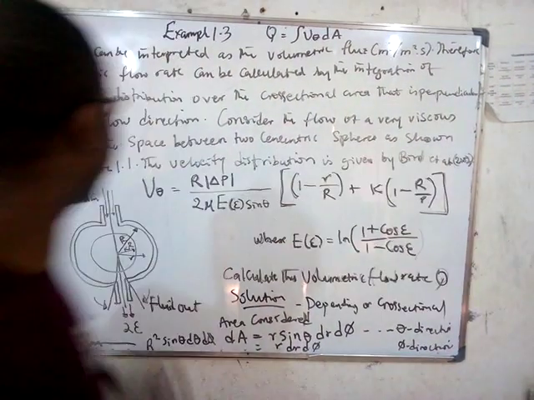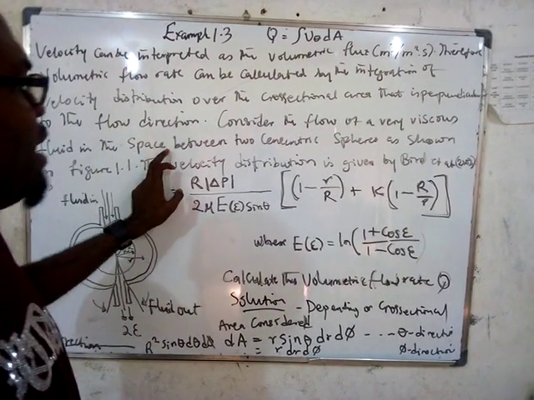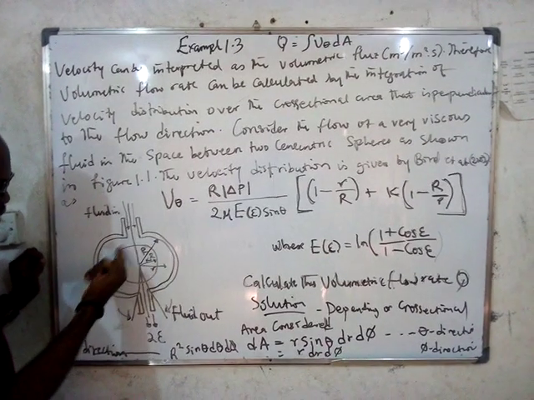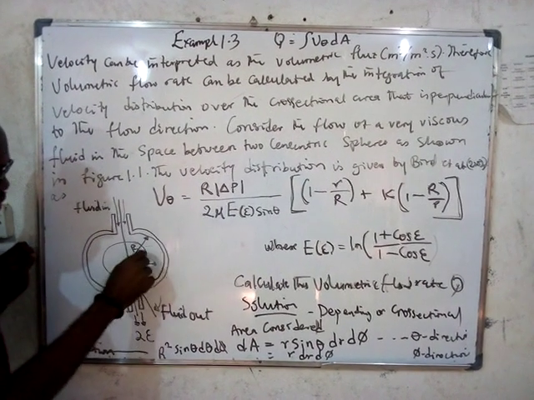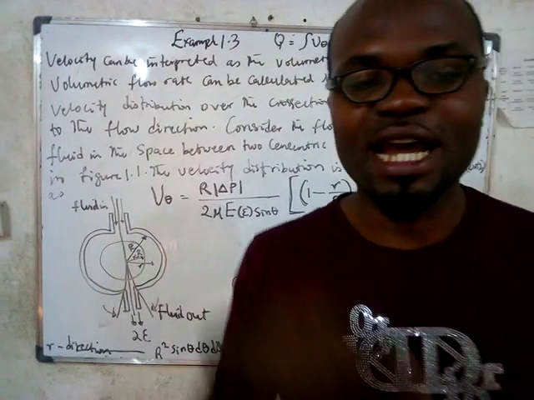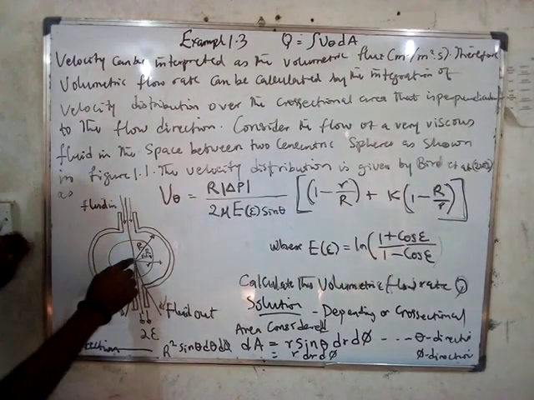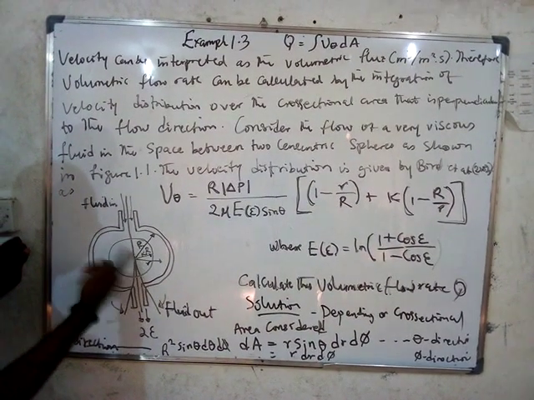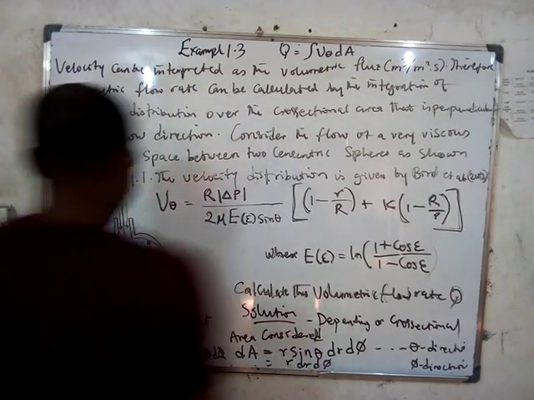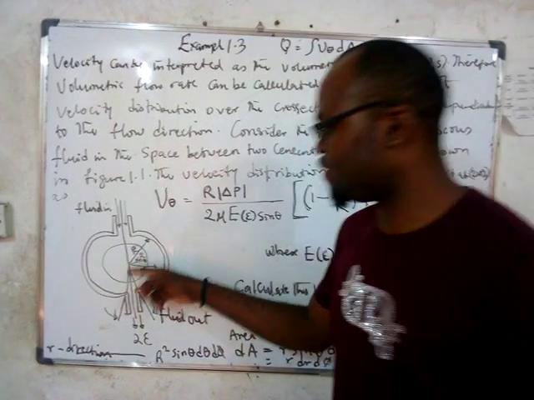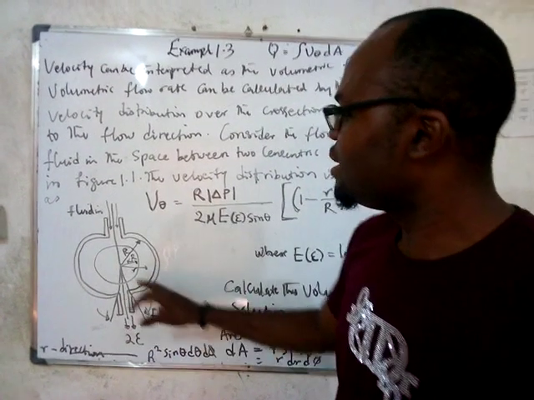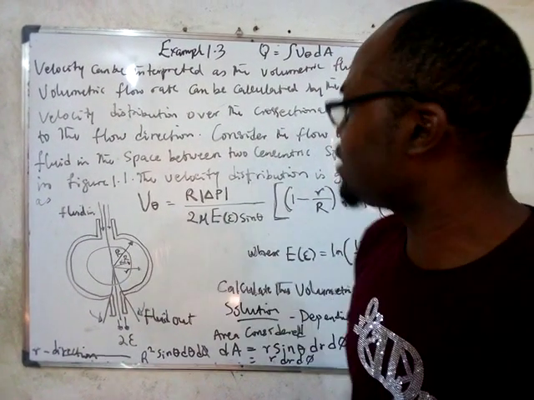Consider the flow of a very viscous fluid in the space between two concentric spheres. This is a sphere and this is another sphere. Whenever you hear that word concentric, it simply means that the two spheres have the same center. So this is the center of this sphere and also the center of the other sphere. This is the big R, which is the radius of the bigger sphere. We also have KR, which is the radius of the smaller sphere. And we also pick another r in between the two.